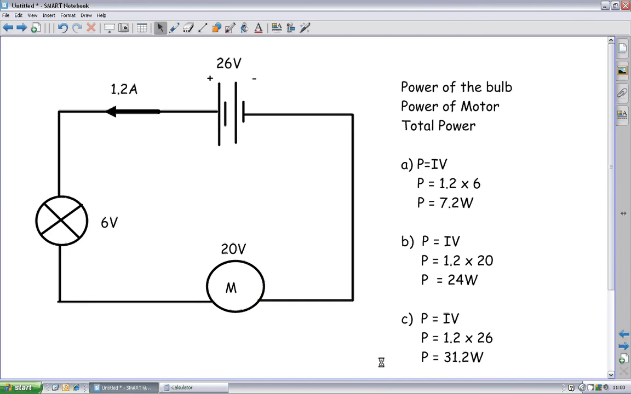You can get given current and asked to find power, and given power and asked to find voltage. We'll do that next time when we're talking about domestic electricity, because it becomes very, very, very useful when you're finding what type of fuse you need to put into a plug. Dear God, we might do something in physics that will be useful to you in real life.